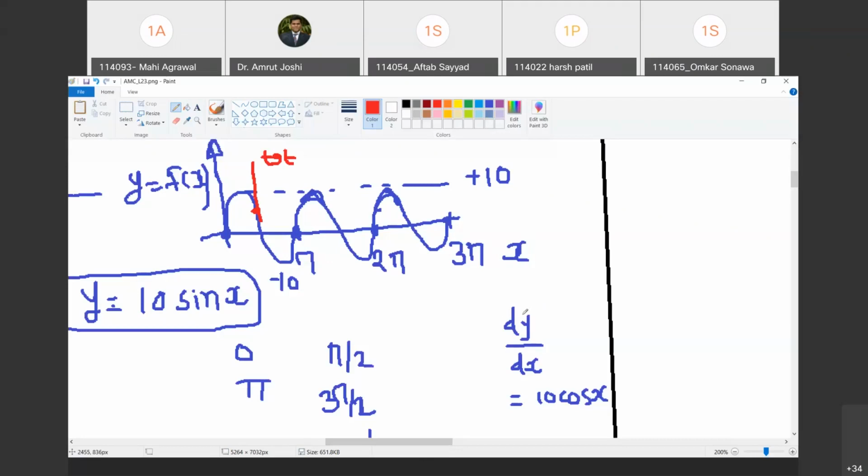Okay, so we understood what is the meaning of differentiation of a function. If I differentiate y with reference to x, and if I evaluate the value of differentiation at x is equal to x1, it gives me the slope of the tangent drawn to the curve y as a function of x at x1. Do you agree with me? Yes, sir. So let me write it down.